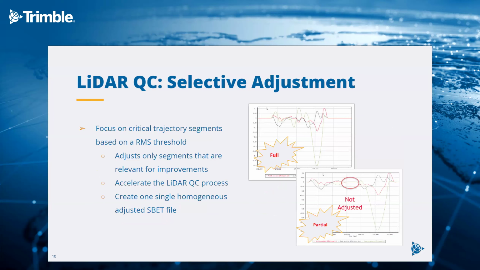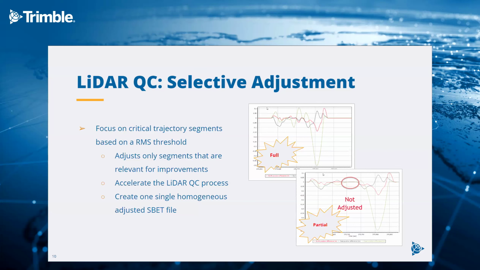Another nice feature of LiDAR QC is that we support a so-called selective adjustment. In this context, we'll focus on critical trajectory segments. You can imagine that if you drive in, let's say, 8 hours of data and only 2 hours of the data are critical because the vehicle was subject to significant drift effects in a very critical GNSS environment, you probably don't want to run LiDAR QC over 8 hours of data, but just focus on the 2 hours where your solution is not perfect, right?